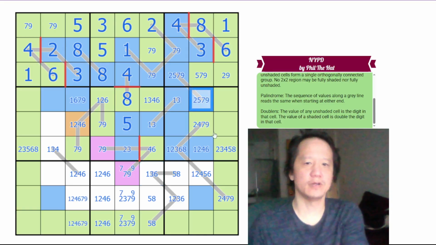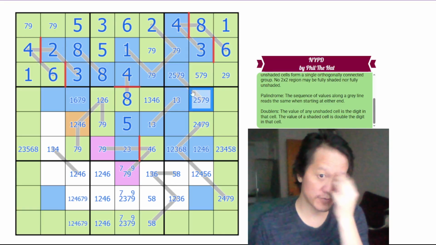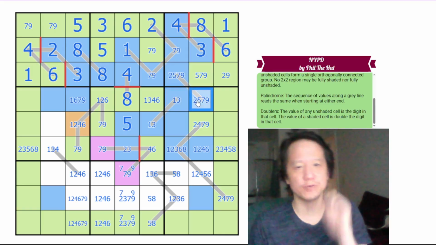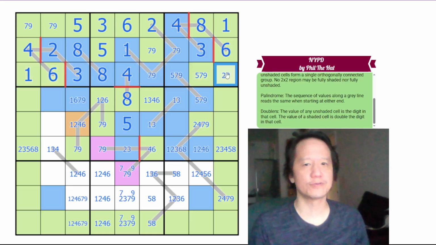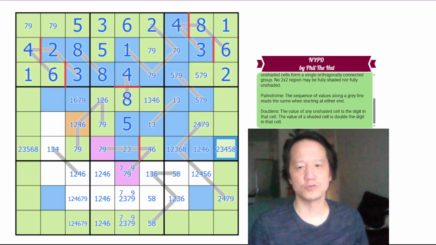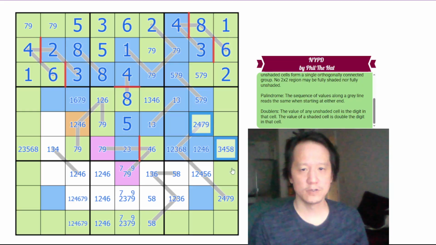2 cannot be here or here, because if 2 is here, it's next to a 1 or 3, which is consecutive. So these can't be 2. Where is the 2 in row 3 now? It has to be here. So this is 2, which means this can't be 2. This can't be 2, so it can't match there.